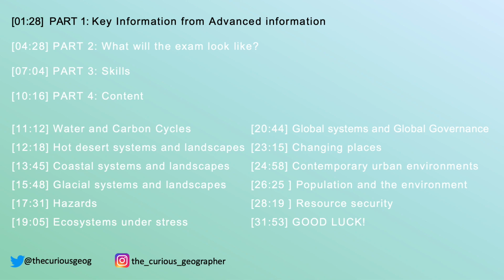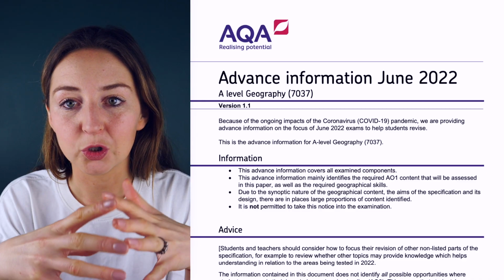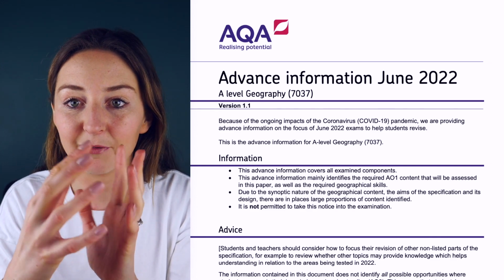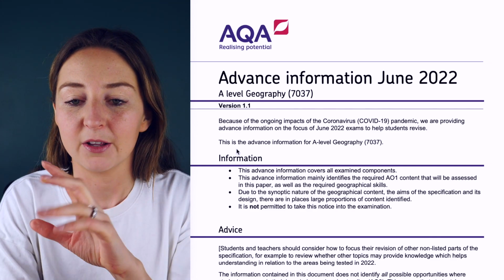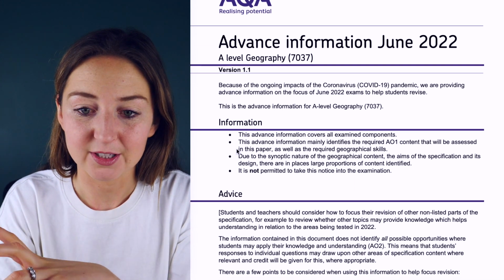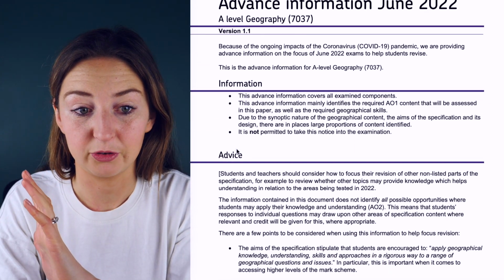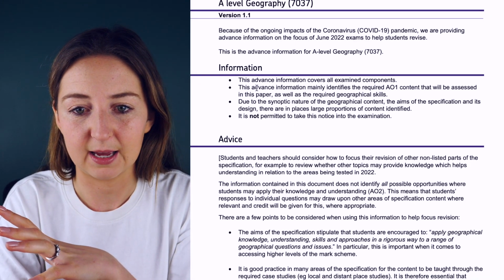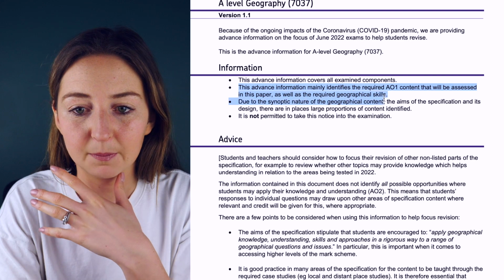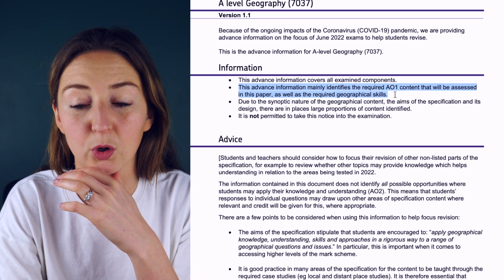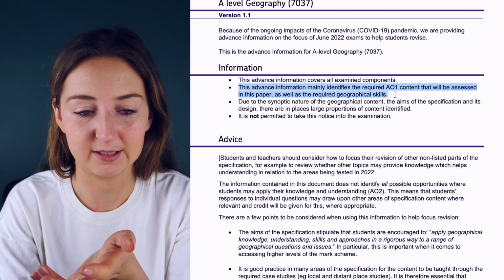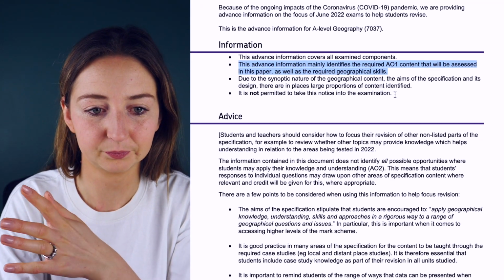So part 1. Before we get on to what is included and what's not included in the list, it's important to look at the information AQA have said first. And so I've got this document up, which is what they've said. I'm just going to highlight a few things as I go through. So the first key important thing is that it says the advanced information mainly identifies the required AO1 content, so like the knowledge content that's going to be assessed, and the skills as well.